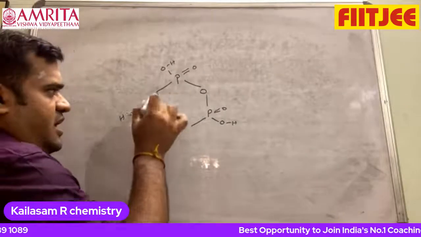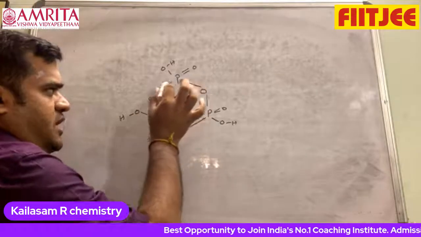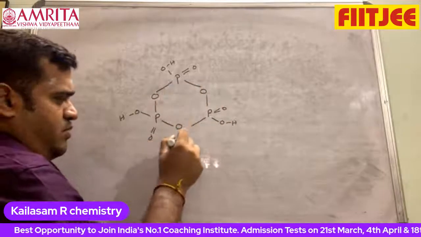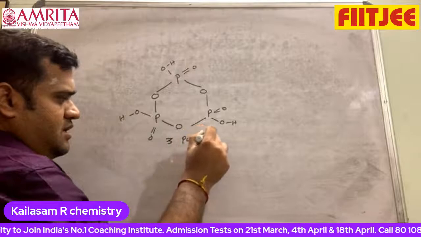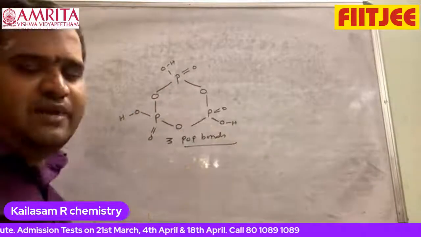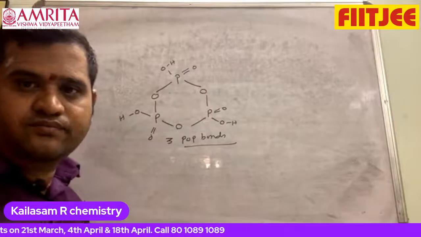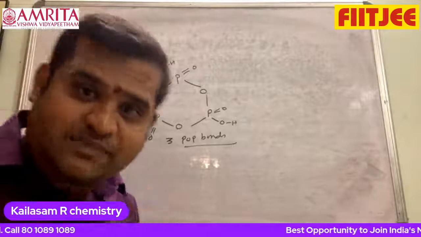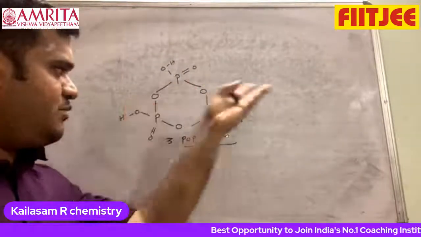Look at this. This is phosphorus. This is P-O-P. It has 3 P-O-P bonds, 1, 2, 3. It has three ionizable hydrogens, therefore it is a tribasic acid. From the examination point of view, they will expect this. This is cyclic metaphosphoric acid, over.